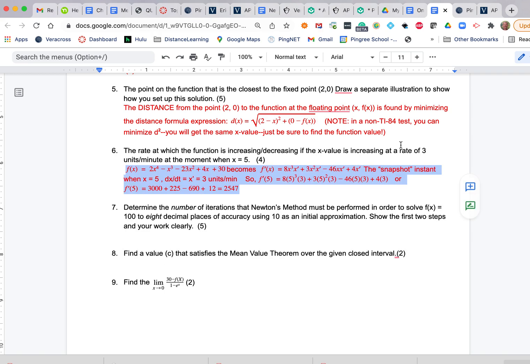And so here's the next one. The rate at which the function is increasing or decreasing if the x value is increasing at a rate of 3 units per minute at the moment when x equals 5. Okay, so this is related rates. You need to find an equation that relates these two things. It's simply our function value. And so I just take the derivative, do it very carefully.